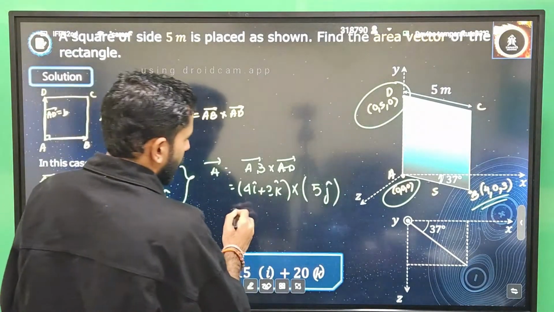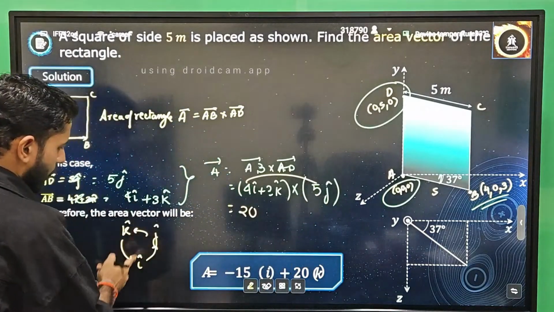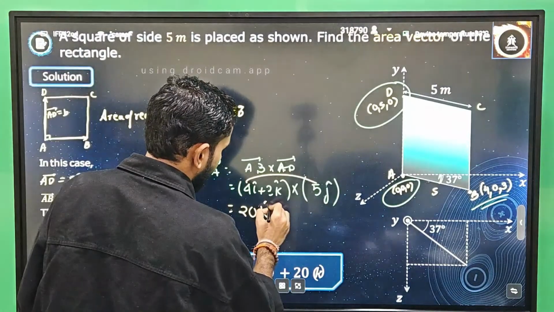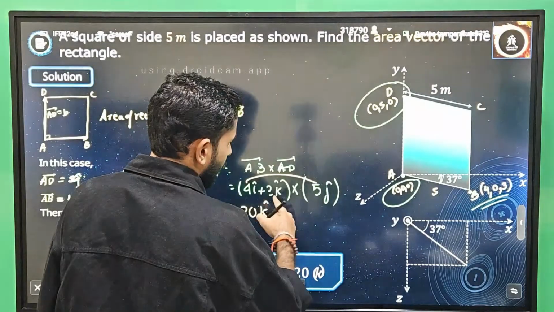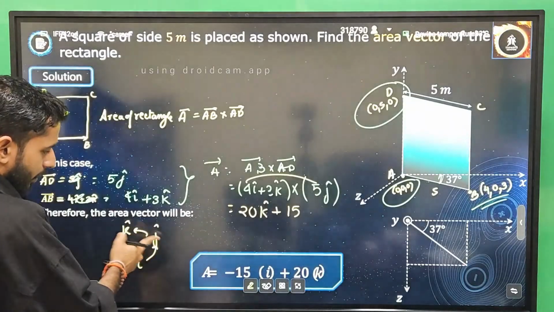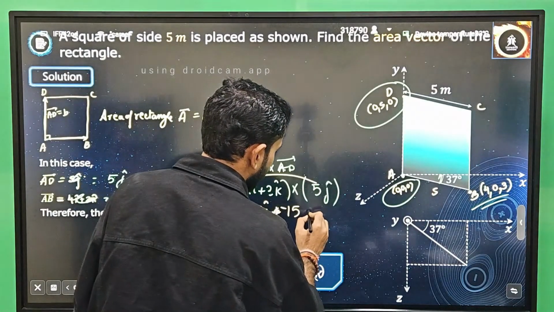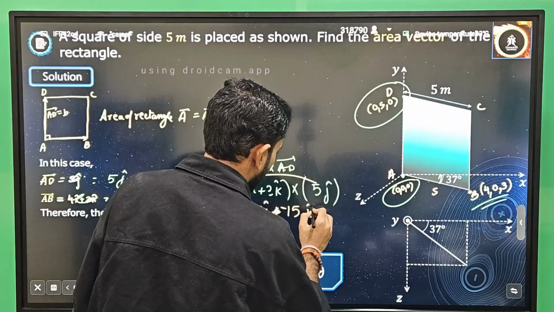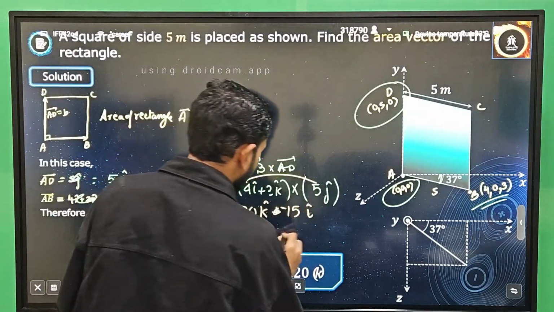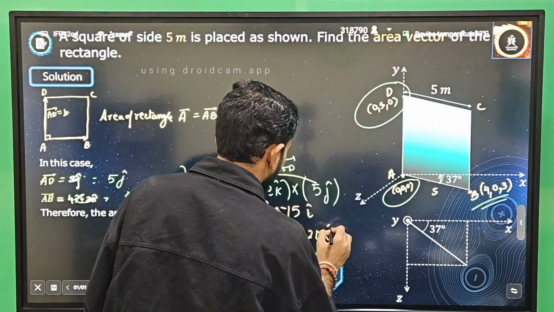Now tell me, 4 into 5, 20. I cross J, what will you be getting? K cap. Okay, fine. Plus 3 into 5, it will be 15. K cross J, you are going in the opposite manner of this rotation, so that means you will have a negative sign here. K cross J will be I cap. That means the final answer that you will be getting is minus 15 I cap plus 20 K cap.